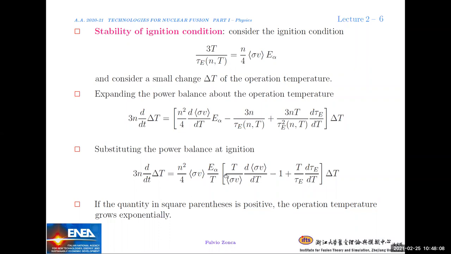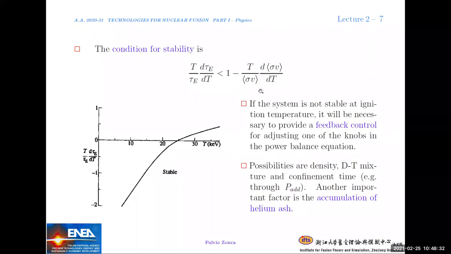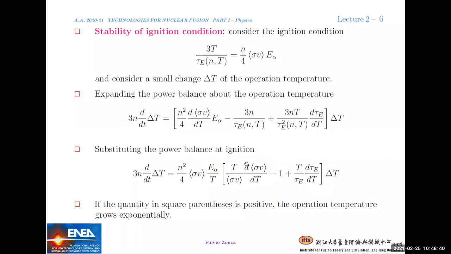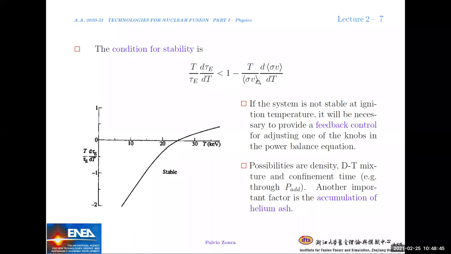Okay, so if this square parenthesis is positive, you readily recognize that this is a differential equation that has an exponential solution. That means the operation temperature grows exponentially. This means this is unstable, okay? So the stability condition will be given by the sign of this quantity here. Now, if we plot it, the condition for stability is that this derivative must be less than this quantity here, which is the condition that this square parenthesis is negative, okay? So the stability condition is this one.